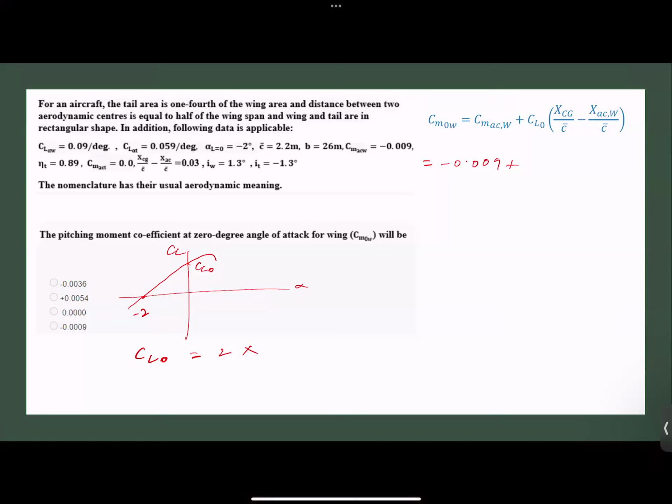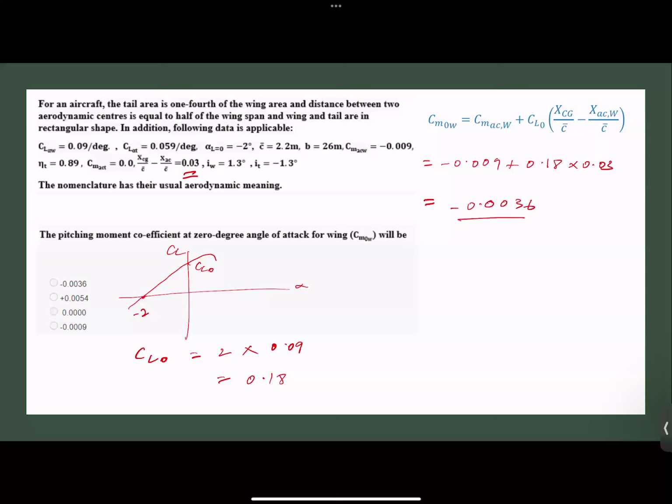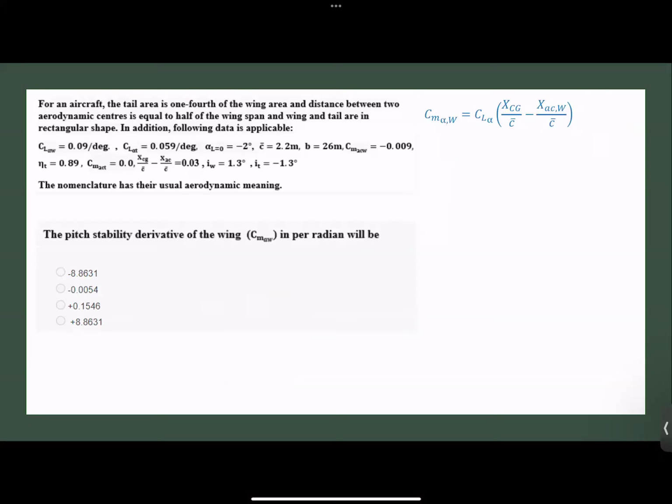CL alpha is given directly in degrees. So 0.09, sorry, it is 0.18 for CL naught. So you can do 0.18 times (xCG minus xAC), which is given as 0.03. To solve this, you get minus 0.0036. So that is the right answer: minus 0.009 plus minus 0.0036. Okay.